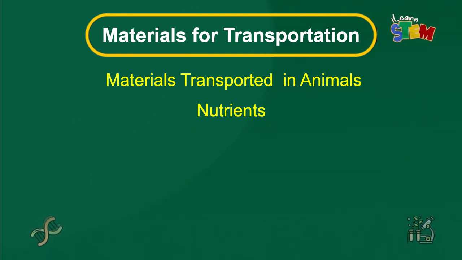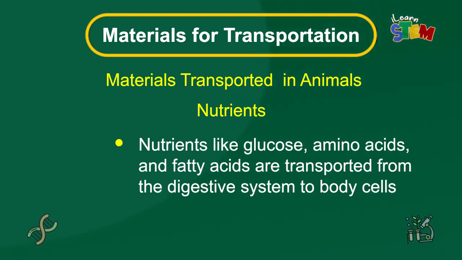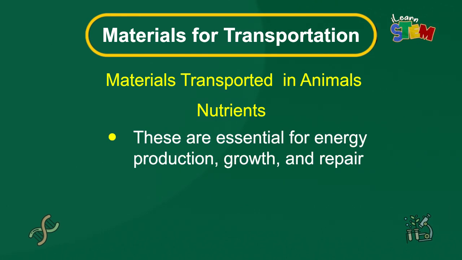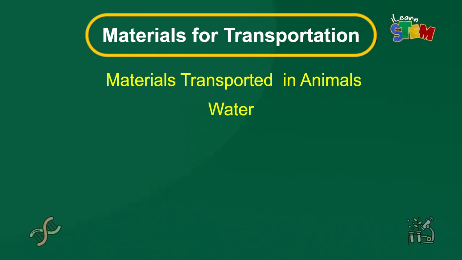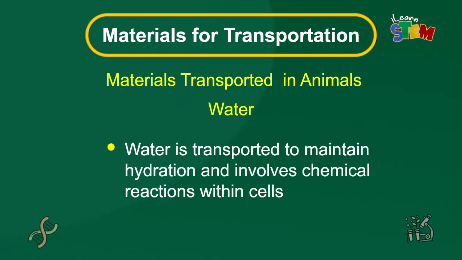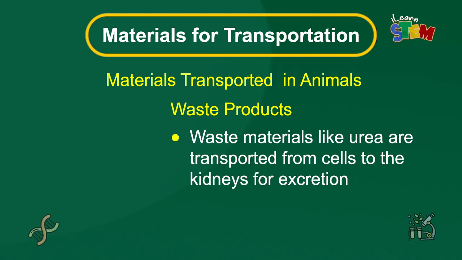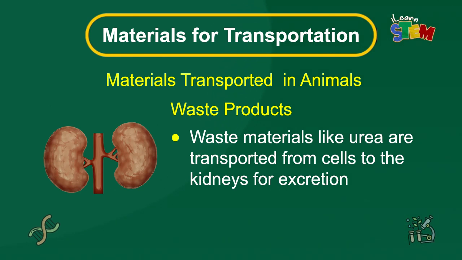3. Nutrients. Nutrients like glucose, amino acids, and fatty acids are transported from the digestive system to body cells. These are essential for energy production, growth, and repair. 4. Water. Water is transported to maintain hydration and involves chemical reactions within cells. 5. Waste products. Waste materials like urea are transported from cells to the kidneys for excretion.